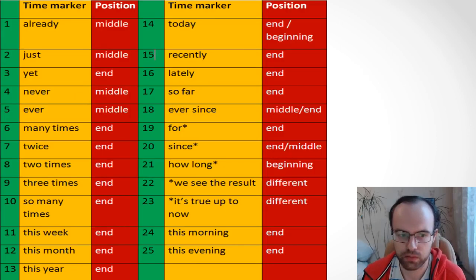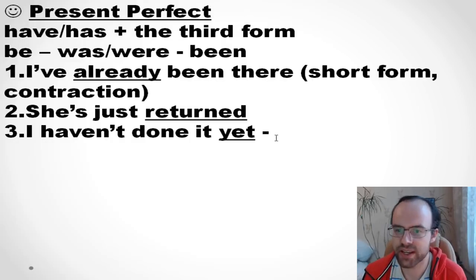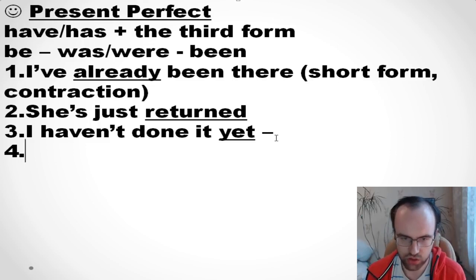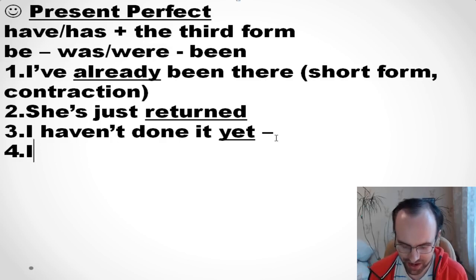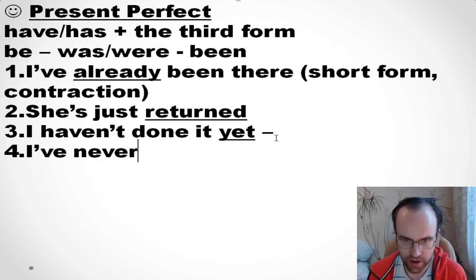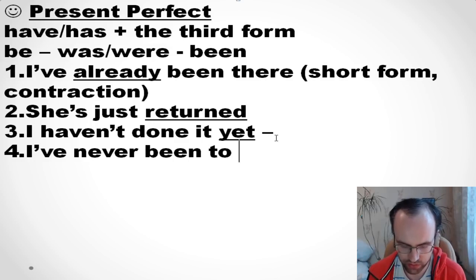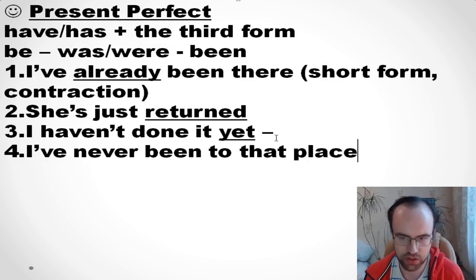Next, never. If there is a connection with the present, we use present perfect. For example, I've never been to that place. You see that we put never in the middle.